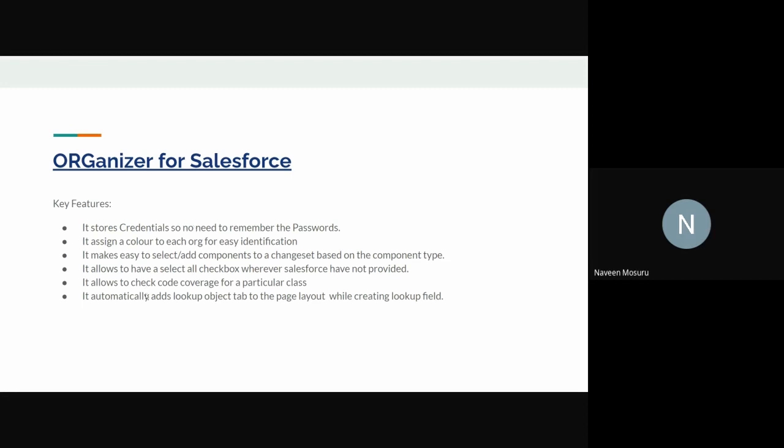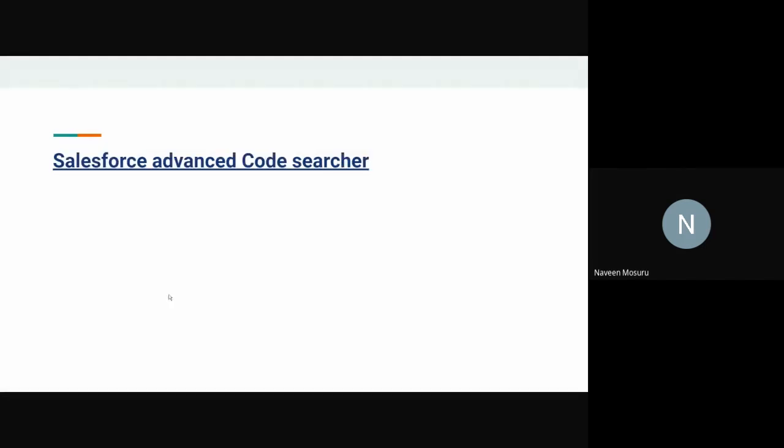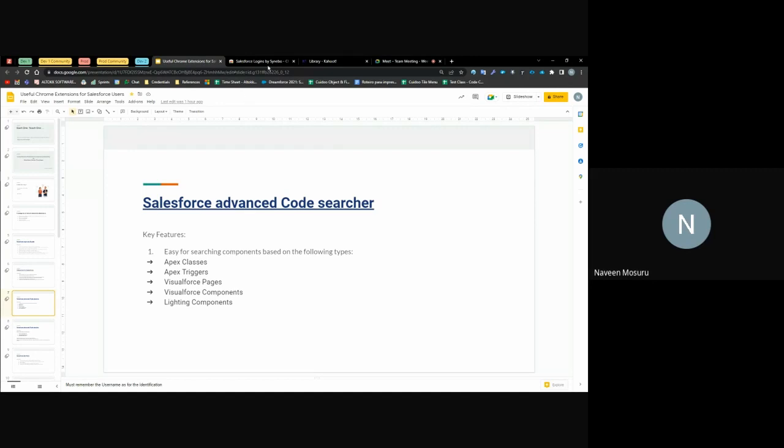It also has a feature like, let's say we have created a lookup field. If we want to add it to the page layout, we can add it; we will get an option while creating a particular field. But in order to add the related list of that particular object, we cannot do that. So this can help. There is a checkbox option which can automatically add the lookup object tab to the page layout while creating a lookup field. Okay, I will show you how I'm using the organizer.